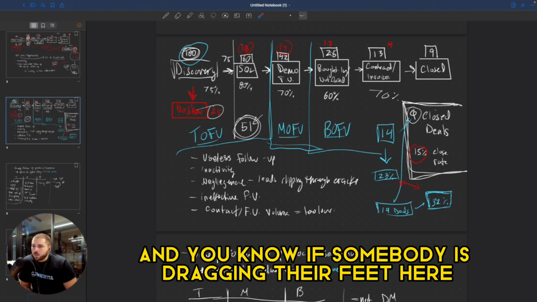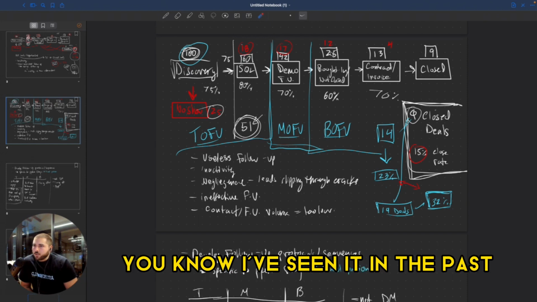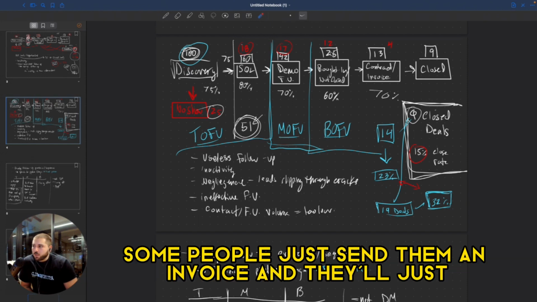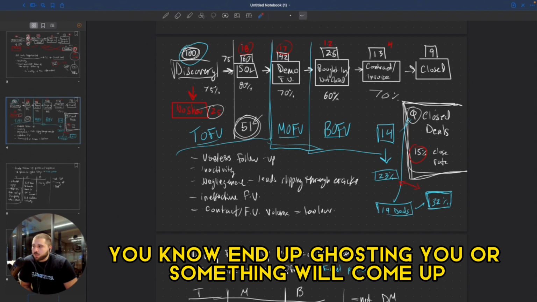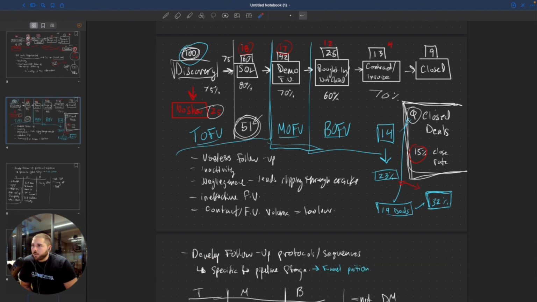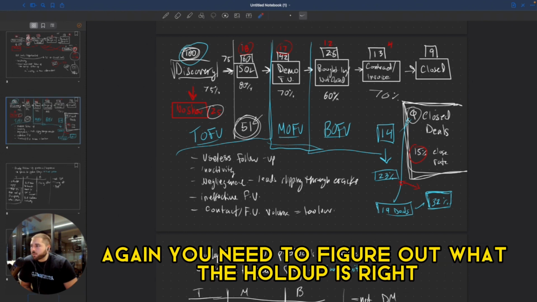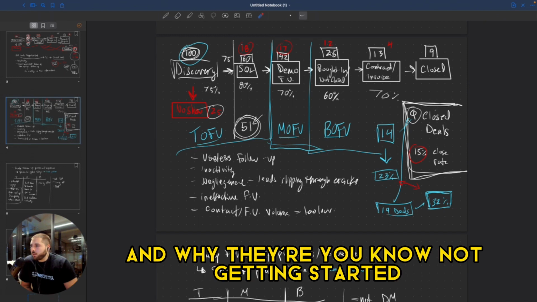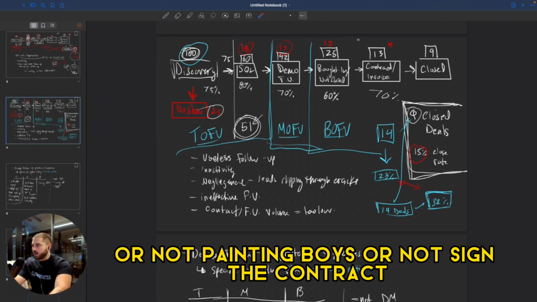And if somebody is dragging their feet here, I've seen it in the past. I've seen a few different scenarios. Some people, you send them an invoice and they'll just end up ghosting you, or something will come up. Again, you need to figure out what the holdup is, right? And why they're not getting started, or not paying the invoice, or not signing the contract.